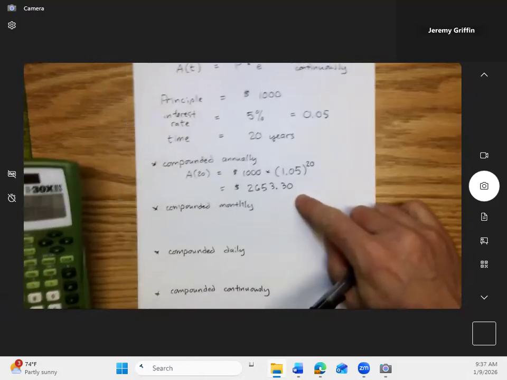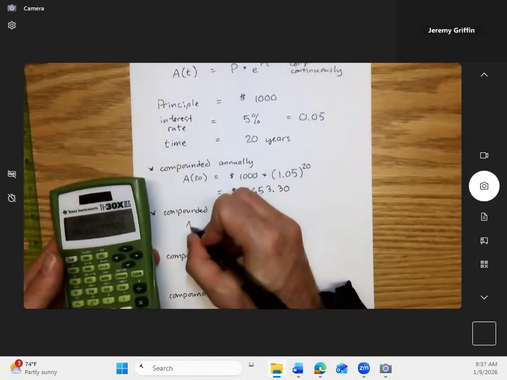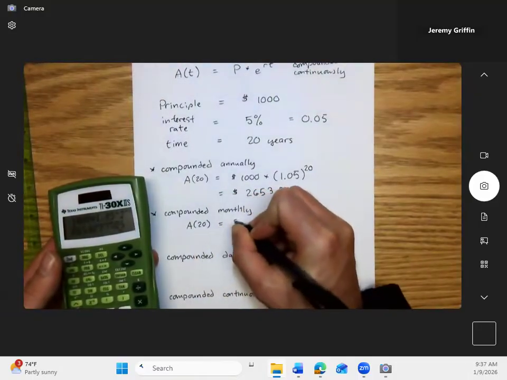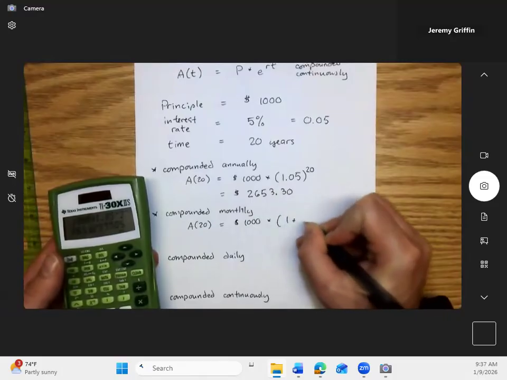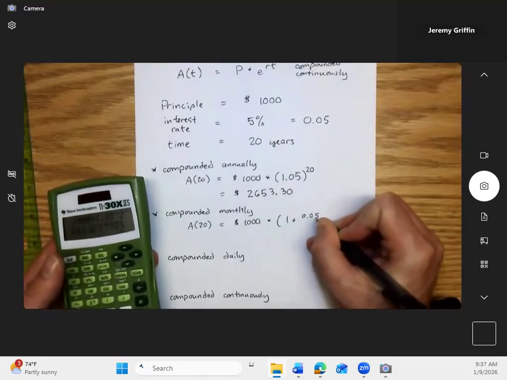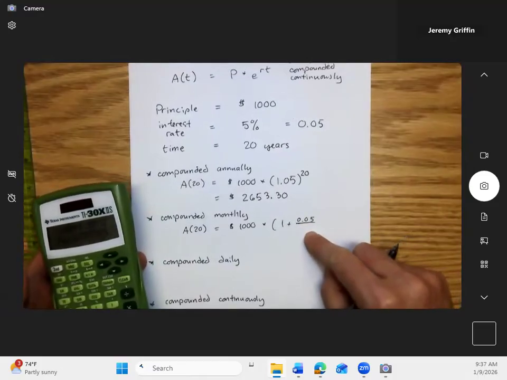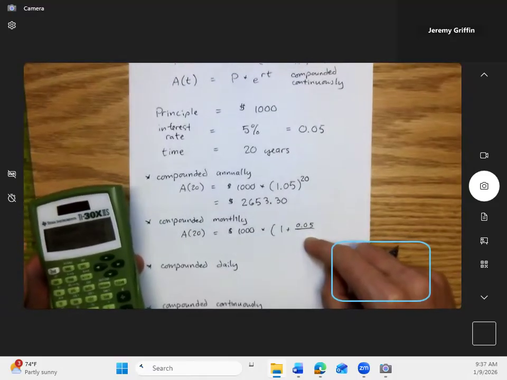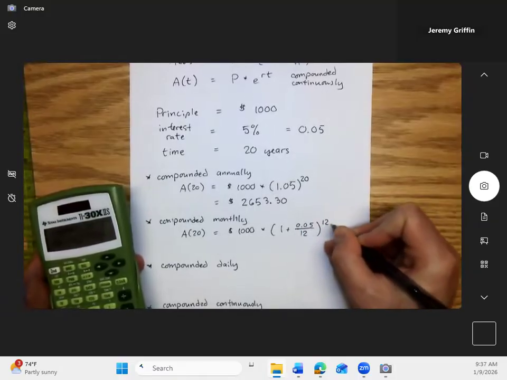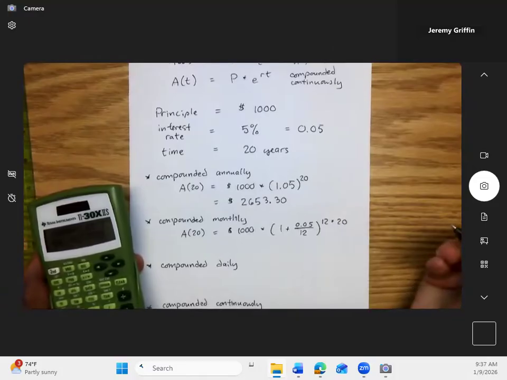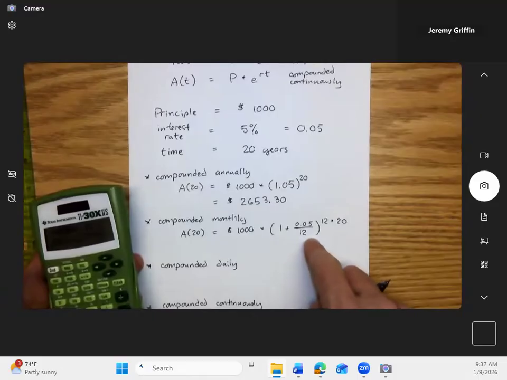Now, what if you had the same scenario except you were compounding every month? So what that would look like is you take your $1,000 principal and multiply by 1 plus, and now 0.05 itself gets divided by what? Guys, what am I going to divide by right here? Every month. How many months in a year? 12. And then to the power of 12 months in a year for 20 years. Like that. Notice I didn't divide 1.05 by 12, only the 0.05 bit.